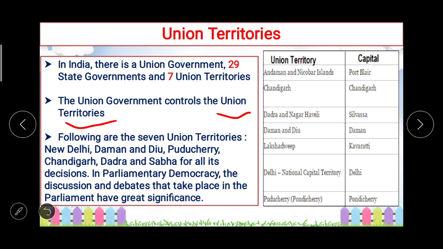In parliamentary democracy, the discussion and debates that take place in the parliament have great significance.